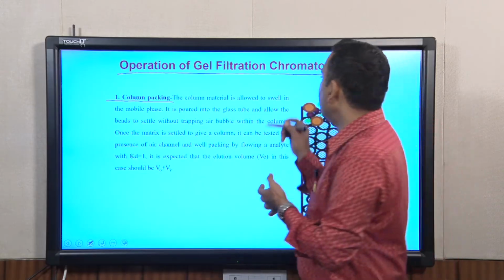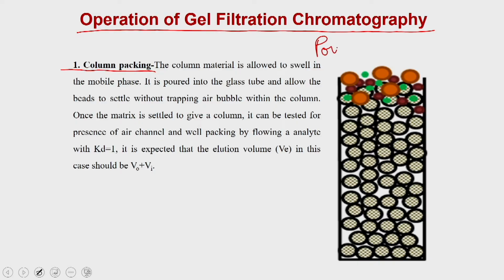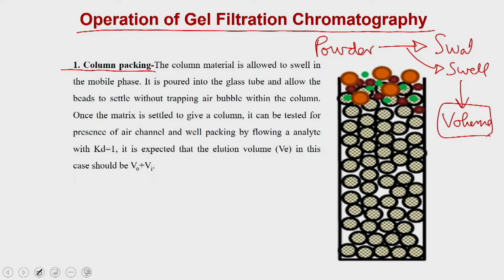So, if you are getting a column in the form of powder, then this powder has to be put into the buffer, so that the column will swell. If the column swells, it is going to increase its volume, and that is how you have to use this particular column.